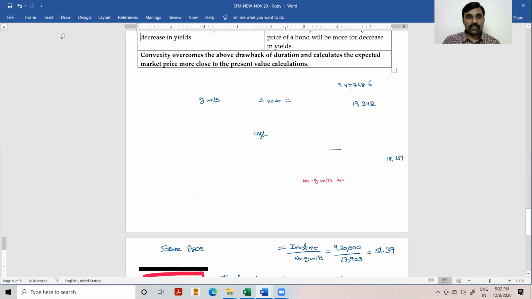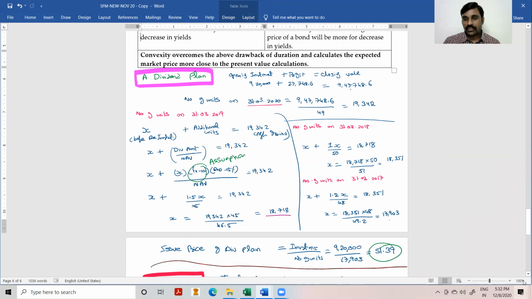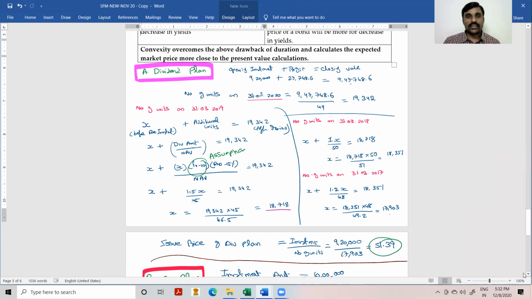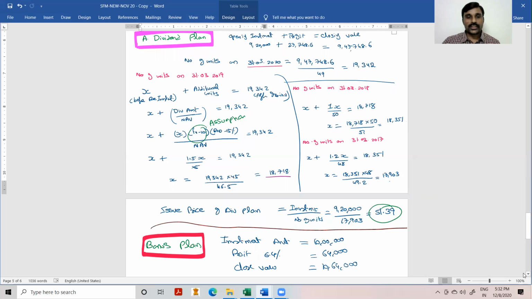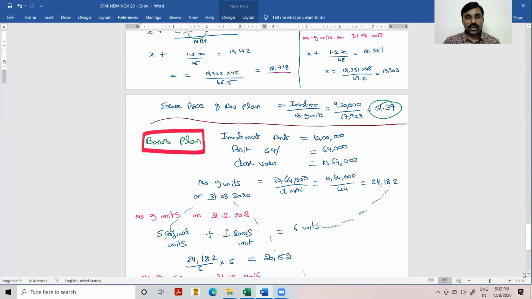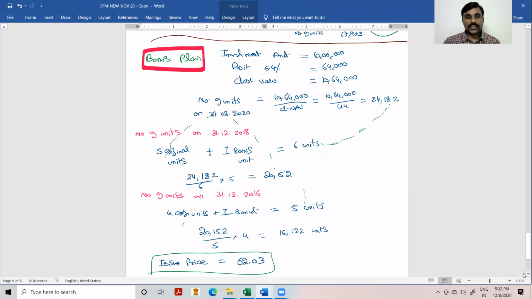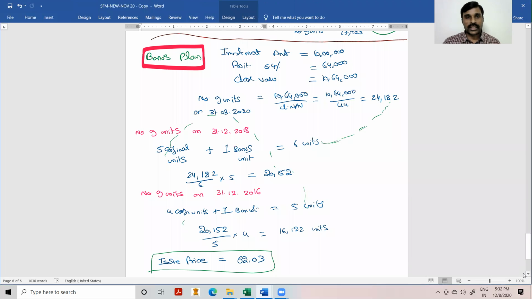Very simple problem. If you want, you can take a screenshot of these two. This is the dividend plan, issue price 51.39. I hope you have all taken the screenshot. Next, the bonus plan issue price is 62.03. That is the calculation. Next problem we'll discuss in the next video.